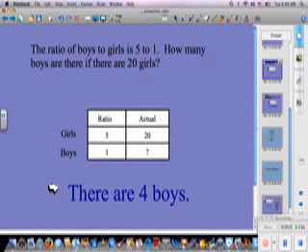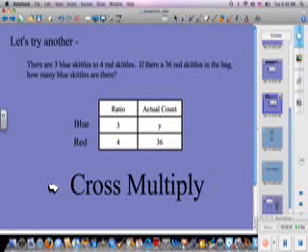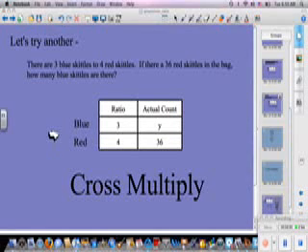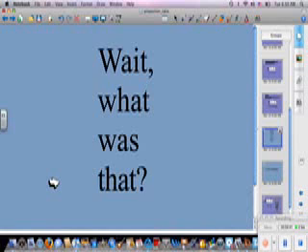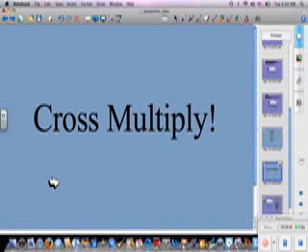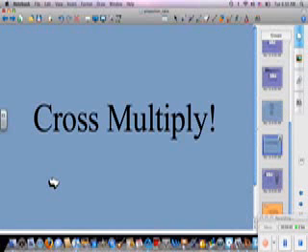So let's try another one. See, this is something that you've already done. Here we go. There are 3 blue Skittles to 4 red Skittles. If there are 36 red Skittles in the bag, how many blue Skittles are there? So step 1 is we set up our ratio box, and then of course we cross multiply. Wait, what was that? Cross multiply. Okay, so you're not going to forget to cross multiply ever again.